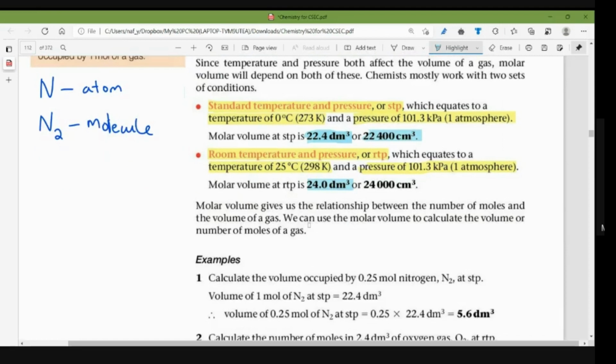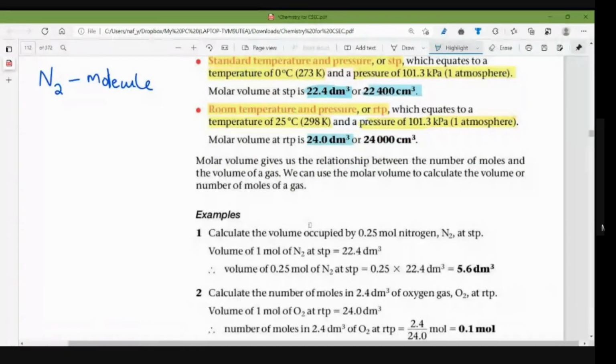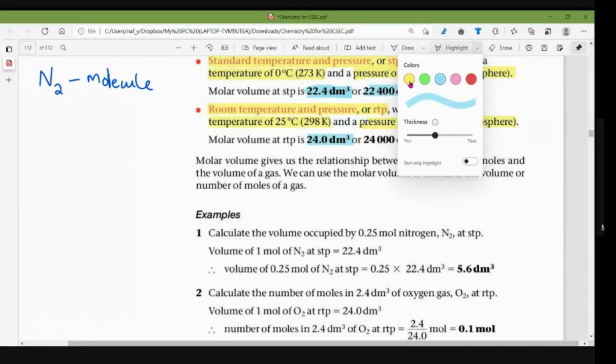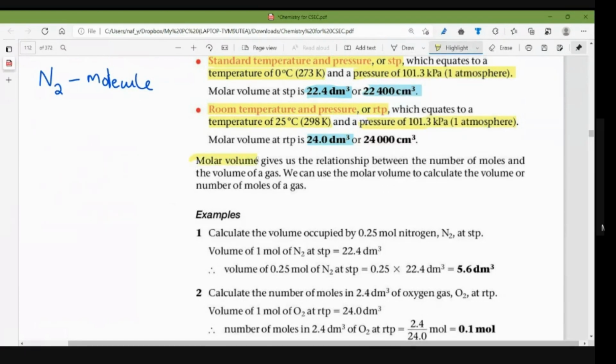All right. Now, when do we use these? We're going to use molar volume when we are forming the relationship between number of moles and your volume of gas. So your molar volume provides you with a relationship between number of moles and your volume of gas. But guess what? It's not just going to be that. We can kick it up a notch. And we're going to do that after we look at the first example.